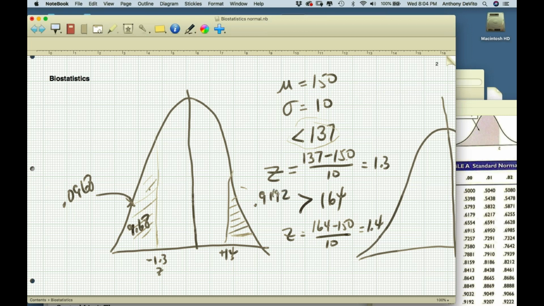The area is 0.9192, but it's not this area. That's the area from here down. So what is this area? It's 1 minus that, what's left, right?